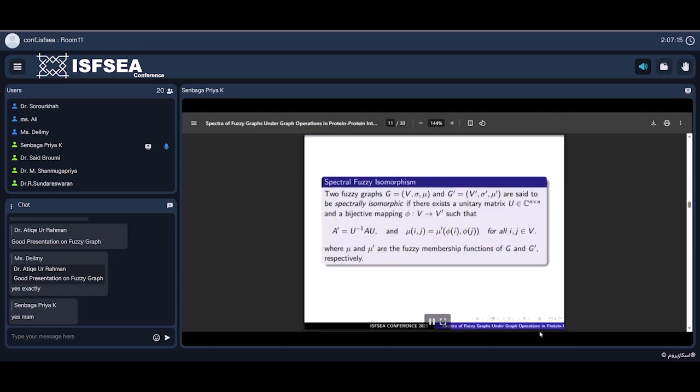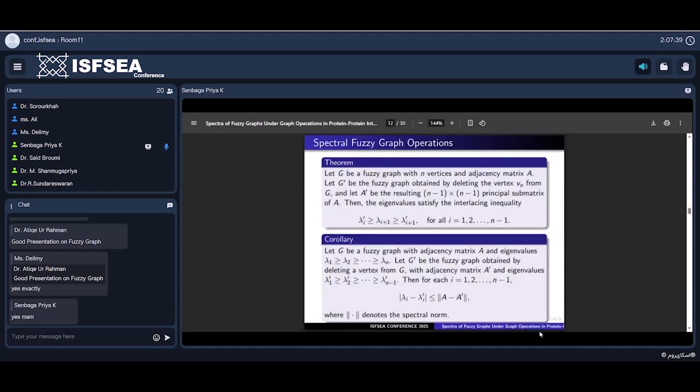Two fuzzy graphs G and G' are said to be spectrally isomorphic if there exists a unitary matrix U and a bijective mapping pi such that A' = U^(-1) A U and mu(i,j) = mu'(pi(i), pi(j)) for all i, j belonging to V, where mu and mu' are the fuzzy membership functions of G and G' respectively.